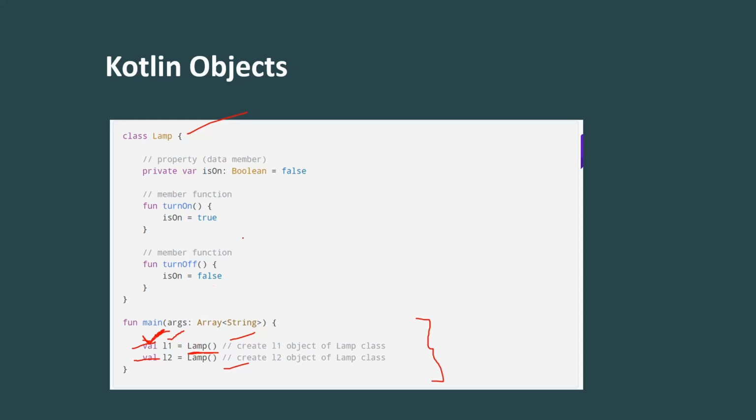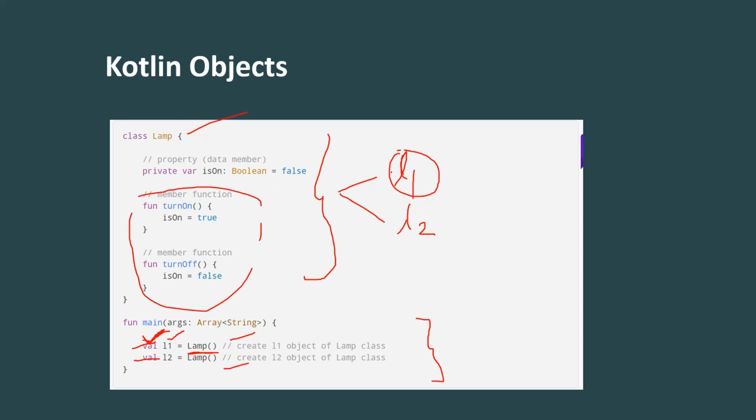So this is a class, right? You want to create an instance of this class. So you have created L1 and L2, two instances of the class. So you can access almost everything, these functions of the class. L1 is an object of Lamp class and L2 is also an object of Lamp class. Here in the comments you can see this clearly.